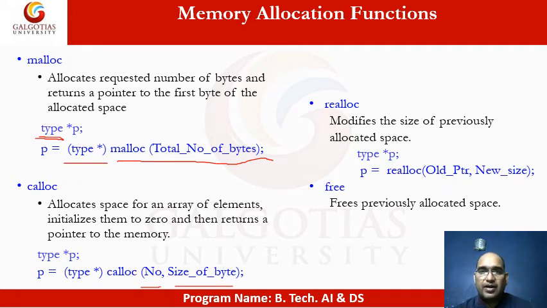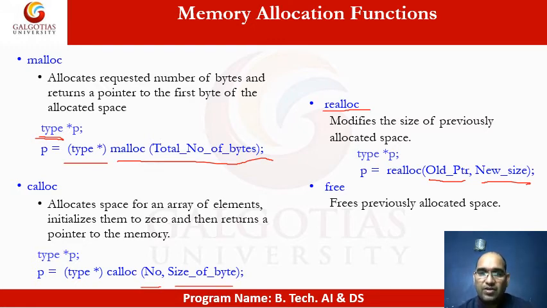The third one is realloc. It modifies the size of previously allocated space. Suppose I have allocated some memory, but later in the program I think that I may need more memory space. So we can reallocate the memory. What are the parameters that we have to give? The first is the old pointer address, and the second is the new size, how big you want the new one. Suppose previously we allocated 10 bytes for a purpose, but later on we think that 10 is not sufficient, we need 50.